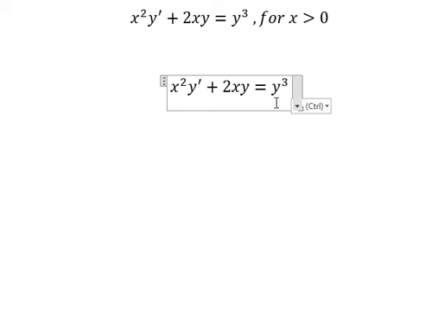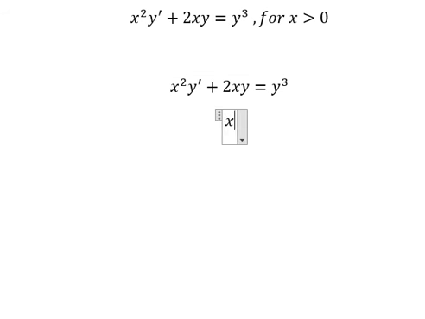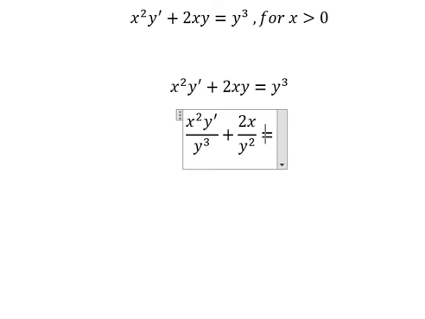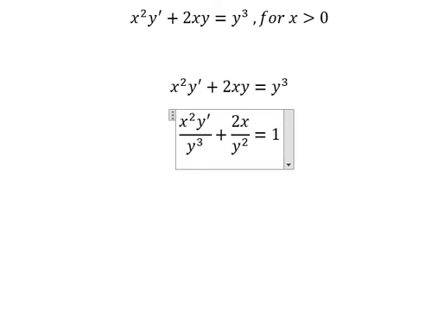We know that we divide both sides by y to the power of 3. You will get x squared multiplied by the first derivative of y over y to the power of 3. This one you got about 2x over y squared equals 1.